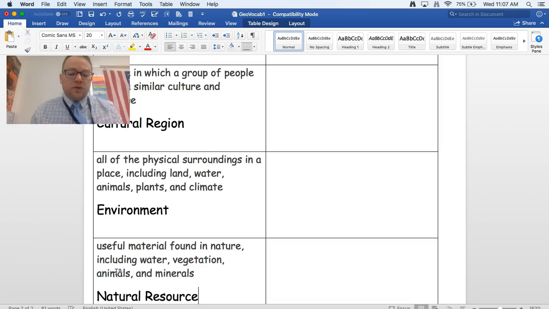Ooh, I spelled natural resources wrong. So you could say something like, the Iroquois used natural resources like wood to build their longhouses. The Iroquois used natural resources like good farmland to grow crops like corn, beans, and squash. Right? Something where you're talking about something that a people is using that comes from the land.